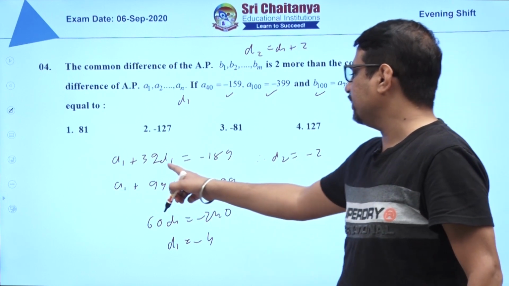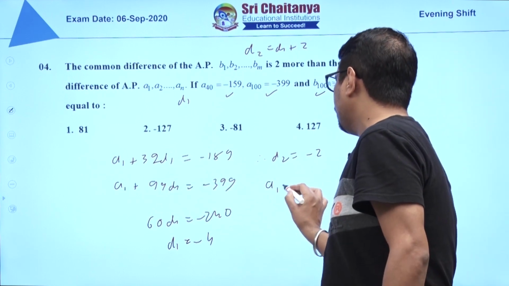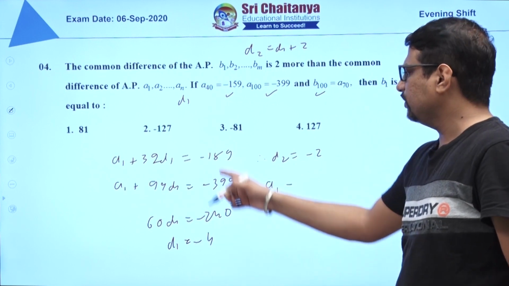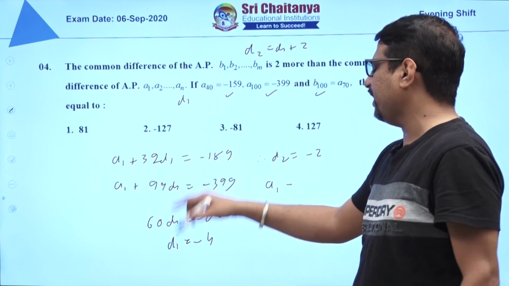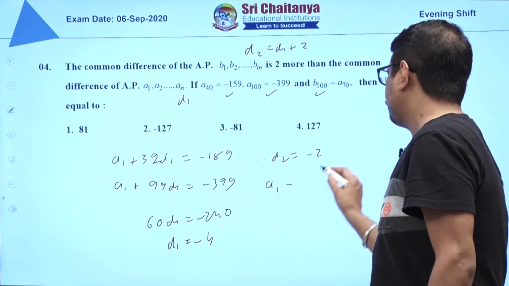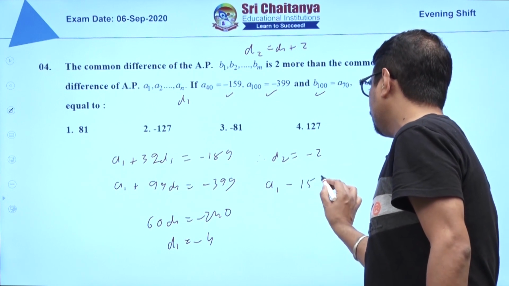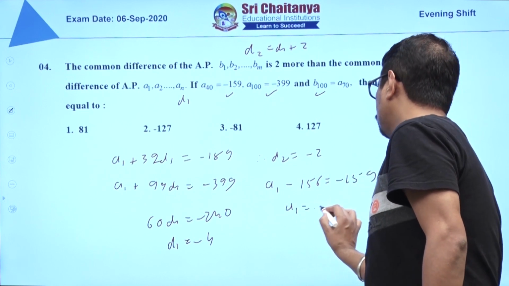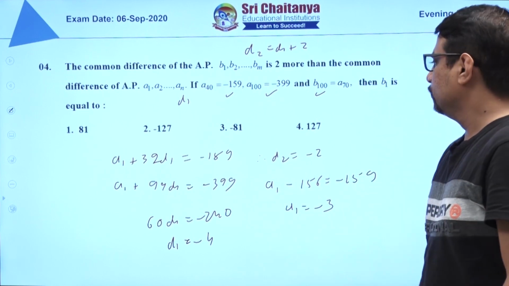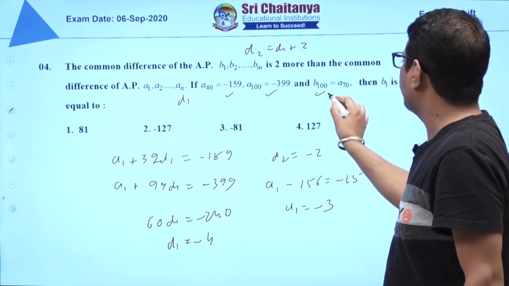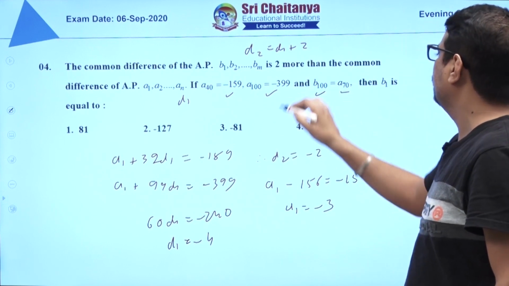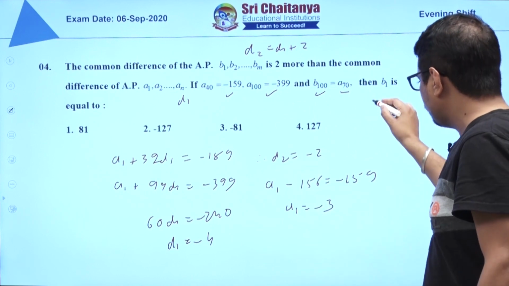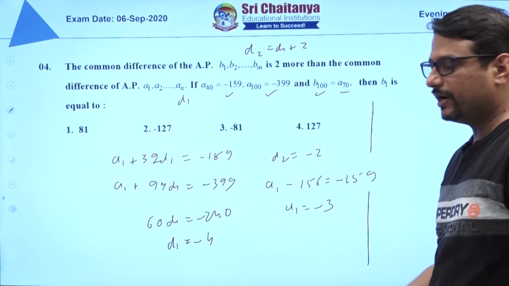So when you put d1 as minus 4 here, what will be a1? A1 minus 39, any one of them you can put the value of d1 in, so it is easier to put it there. So it will be 78 and double will be 156, minus 156 equals minus 159. So a1 will be equal to minus 3. So why did I find a1? Because now we have to find a70 and then b100 we will get, and from there we have to find b1. So I will write the equations; it is calculative, better to be attempted last.